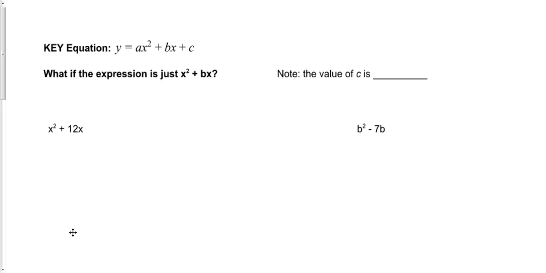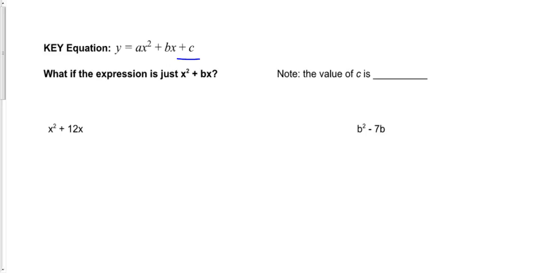So now we're going to extend our skills of simple factoring of trinomials, and we're going to look at equations where something is missing. So for example, if the expression is just in the form of x squared plus bx and there's no c value, then what happened to that c value? Well, things don't just disappear in math. They still exist, even though we don't necessarily write them per se.